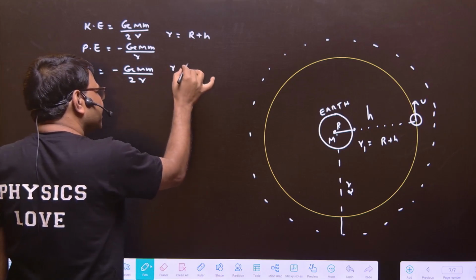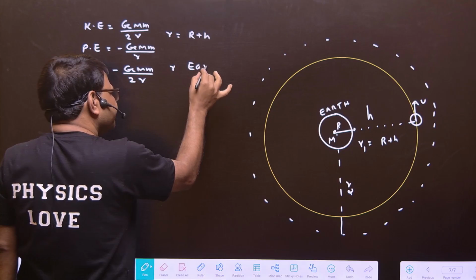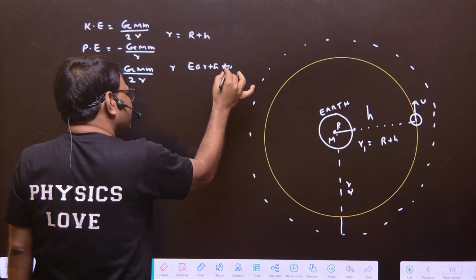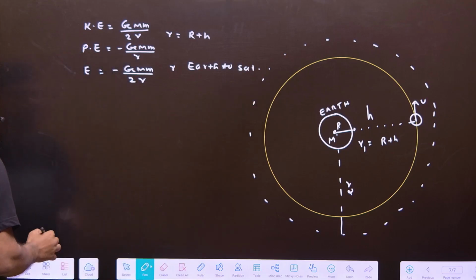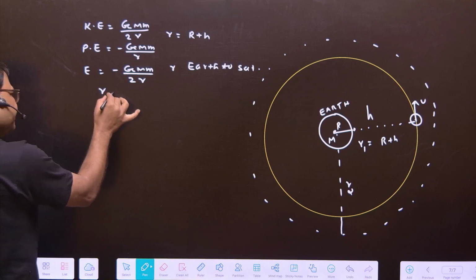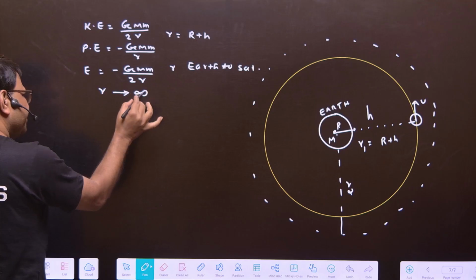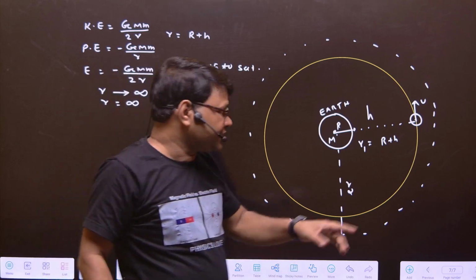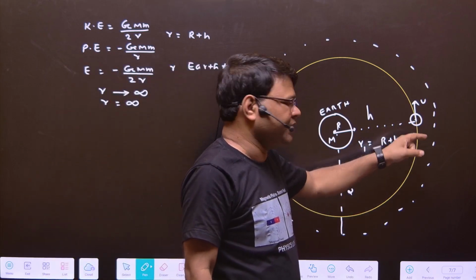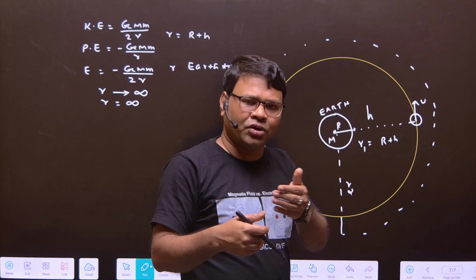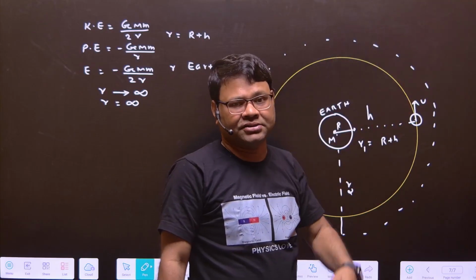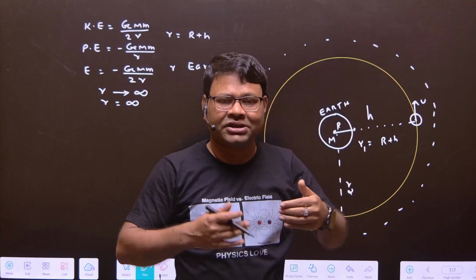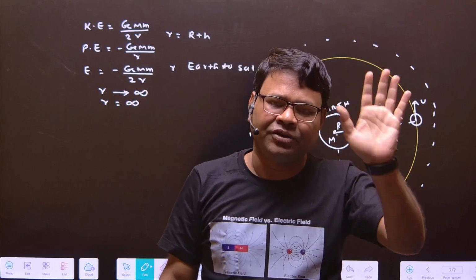R is the distance from the earth to the satellite. Suppose R tends to infinity. What is the meaning? Assume the satellite has left this circular orbit and has gone up to infinite distance.